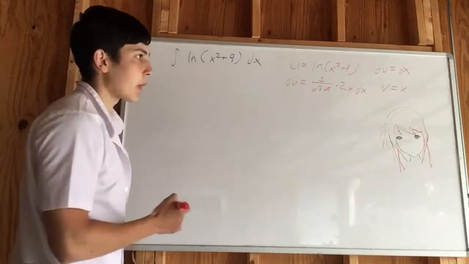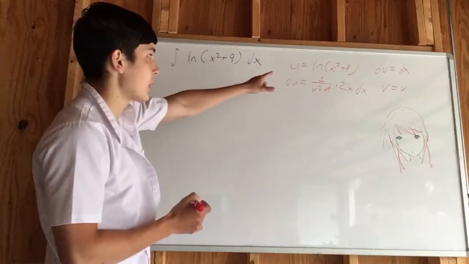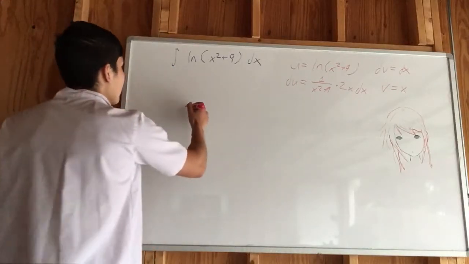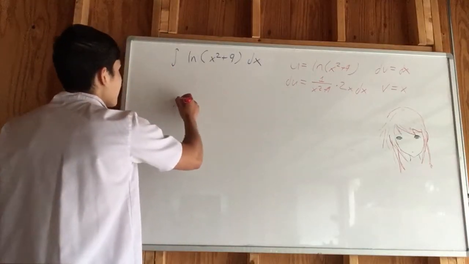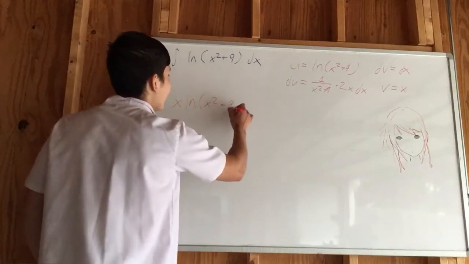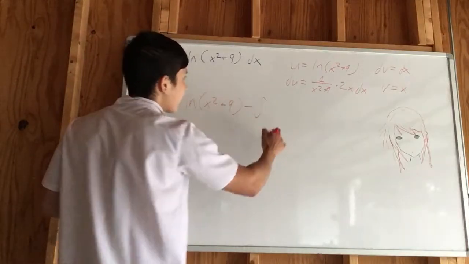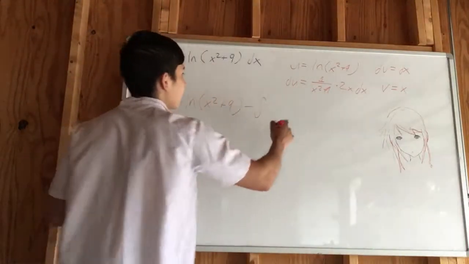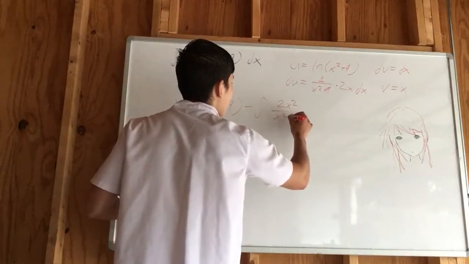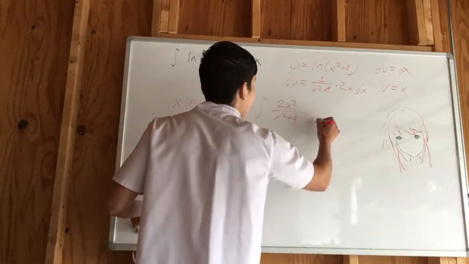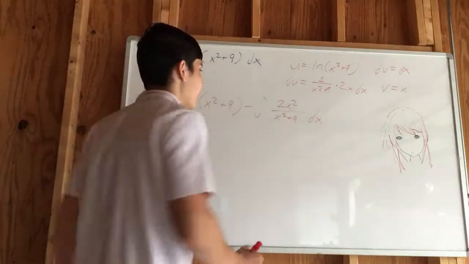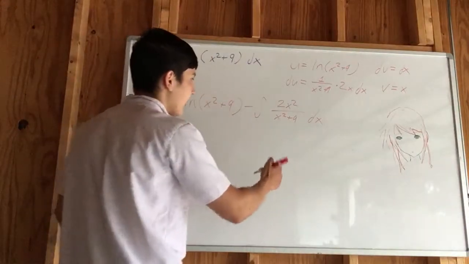So now we do integration by parts, which is u times v minus the integral of v du. So u times v gives us x natural log of x squared plus 9 minus the integral of v du. That gives us 2x squared over x squared plus 9 dx. So now let's look at what we have in here, because this is what we're integrating.